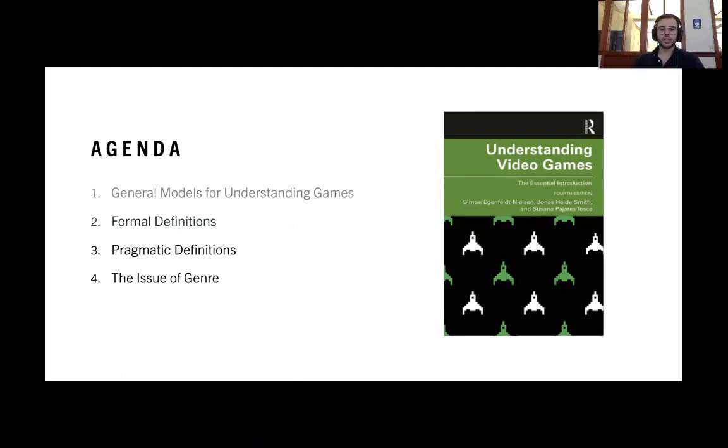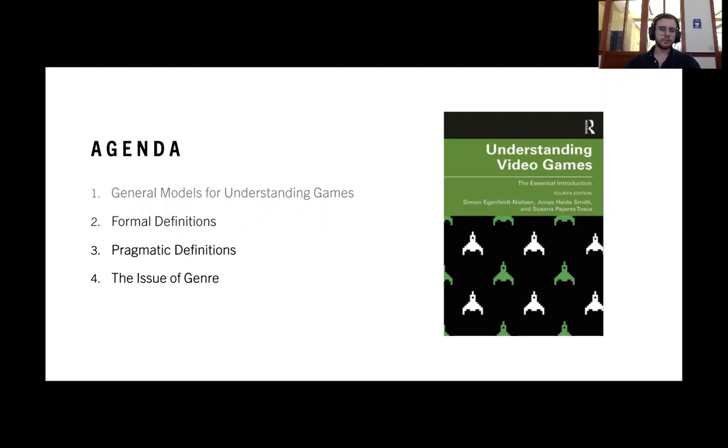Last time we talked about general models for understanding games. Remember stuff like the magic circle or games as cultural reflections or role-playing, games as role-playing according to Mead. So we looked over various models on trying to understand what the phenomena of games are really about. And today we're going to talk about formal definitions and pragmatic definitions, and then about genre.